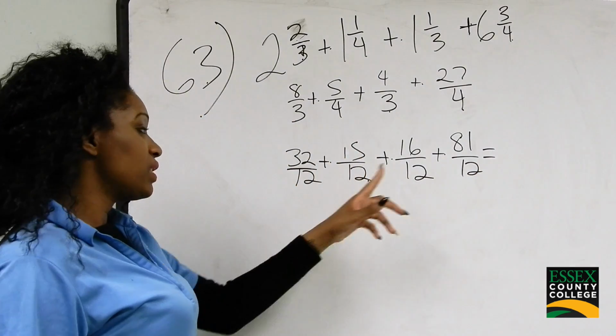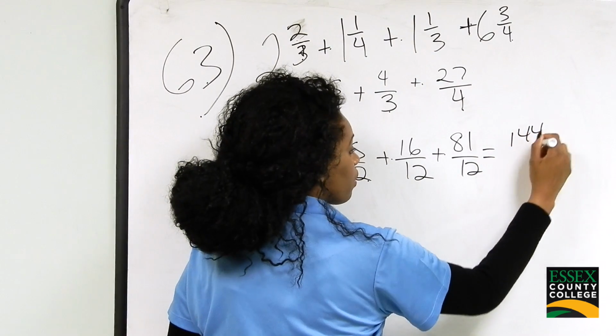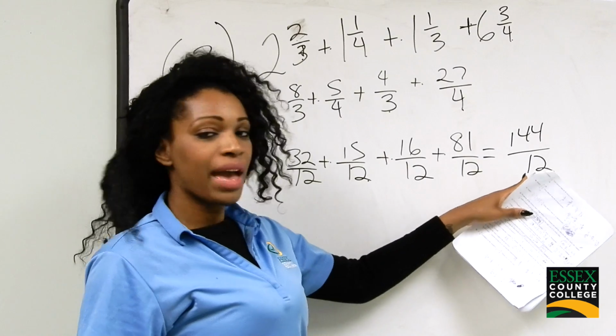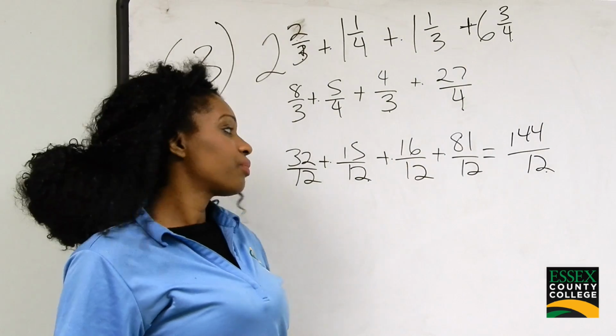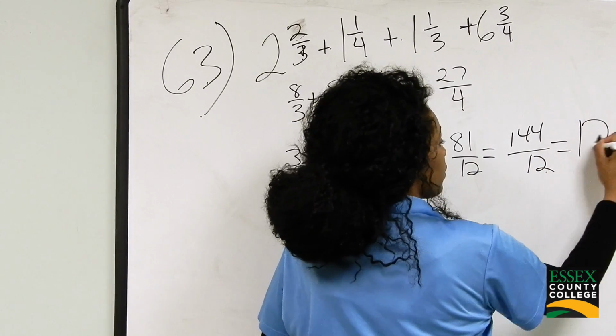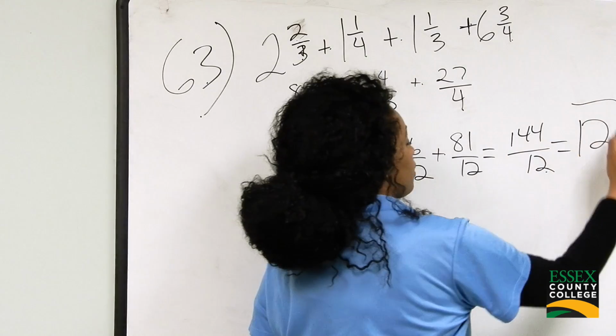And when we add all these numbers up together, what we get is 144/12. And when we change this back to a mixed number, we just get the number 12. He worked 12 full hours of overtime for the week.